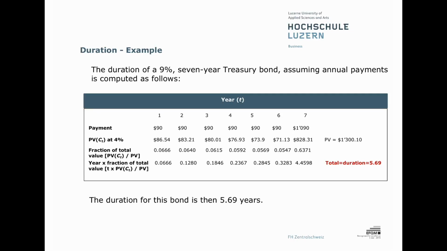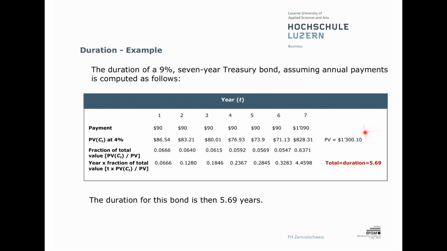Suppose for that purpose a 9% 7-year Treasury bond with annual coupon payments and a face value of $1,000. This implies that the bond pays a coupon of $90 from year 1 to 6 and a final payment of $1,090 in year 7. In the first step, we need to compute the present value of each single cash flow at the current 4% interest rate.